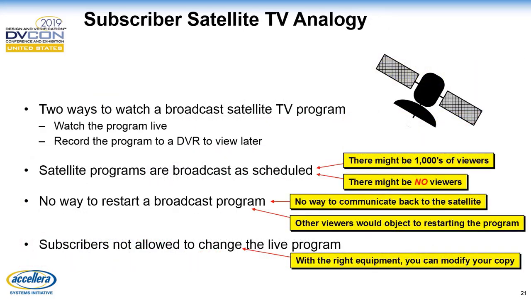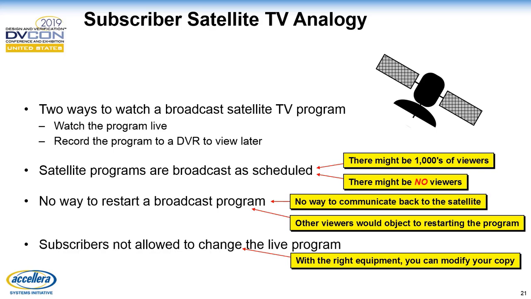So let's talk about subscriber TV for just one minute, satellite TV. There are two ways to watch a broadcast television program on subscriber TV. Your choices are you watch it live, or you turn on your DVR to record the program so you can come back and watch it later. Satellite programs are broadcast as scheduled. It doesn't matter if there are thousands of viewers out there or no viewers, that program is coming from the satellite as scheduled.